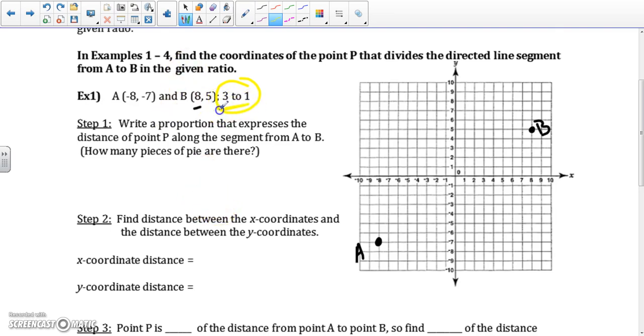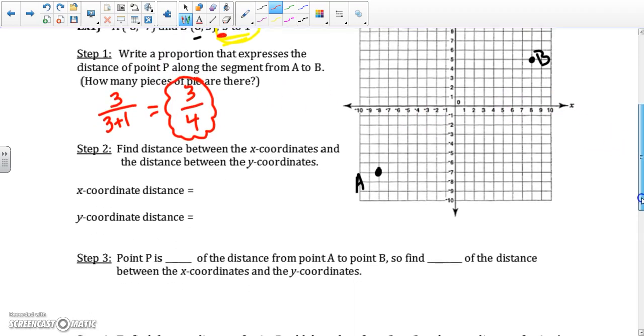Maybe I'm confusing you there. But a 3-to-1 ratio means there's 4 pieces of pie total. So a kind of way to think about it is 3 over 3 plus 1. So 3 parts over the total pie, which is 4 parts. So a 3-to-1 ratio means the proportion is 3/4. And that's the key to our whole problem right there. There's our proportion. So a 3-to-1 ratio is a 3/4 proportion.